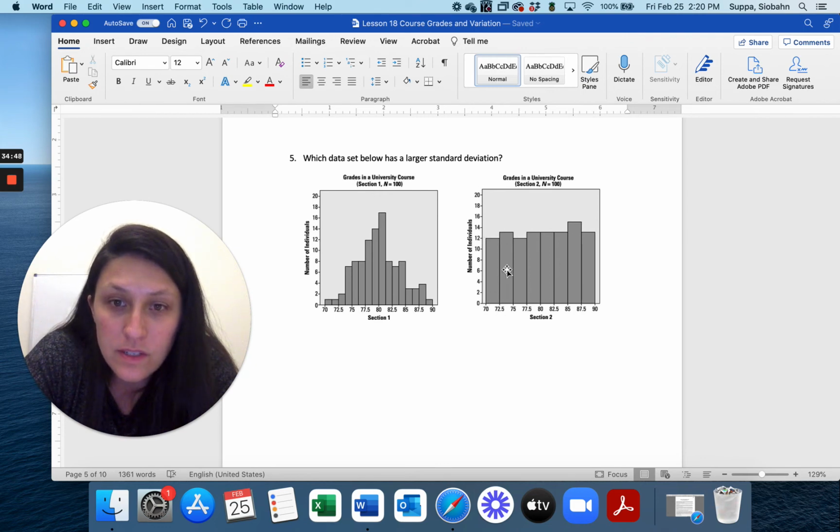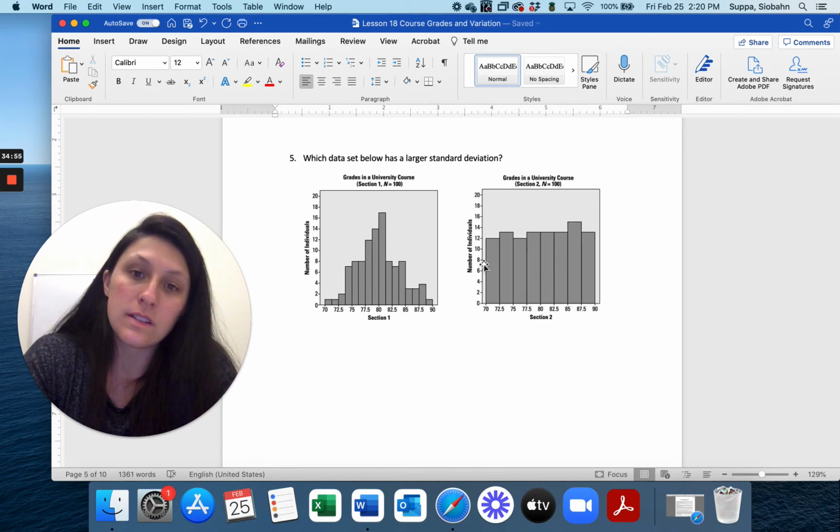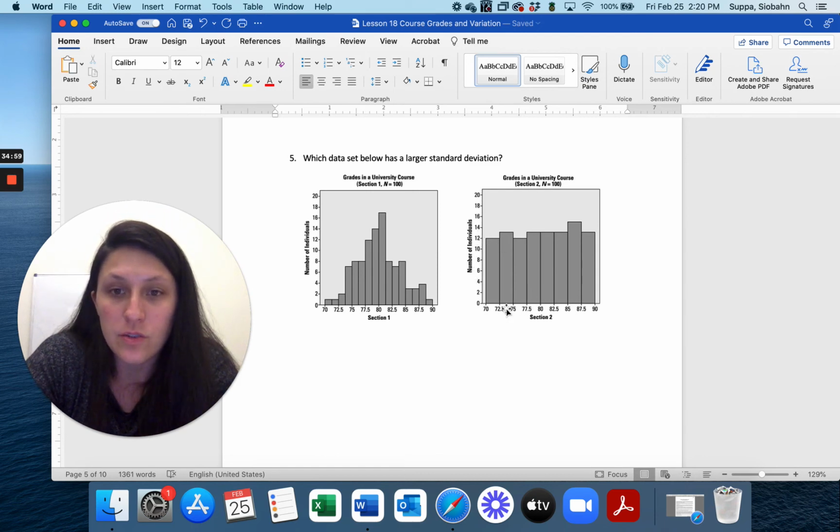13 people scored 73. 12 people scored 76. So that's how you read the bar graph. This y-axis tells you how many people scored the scores that are down here on the x-axis.